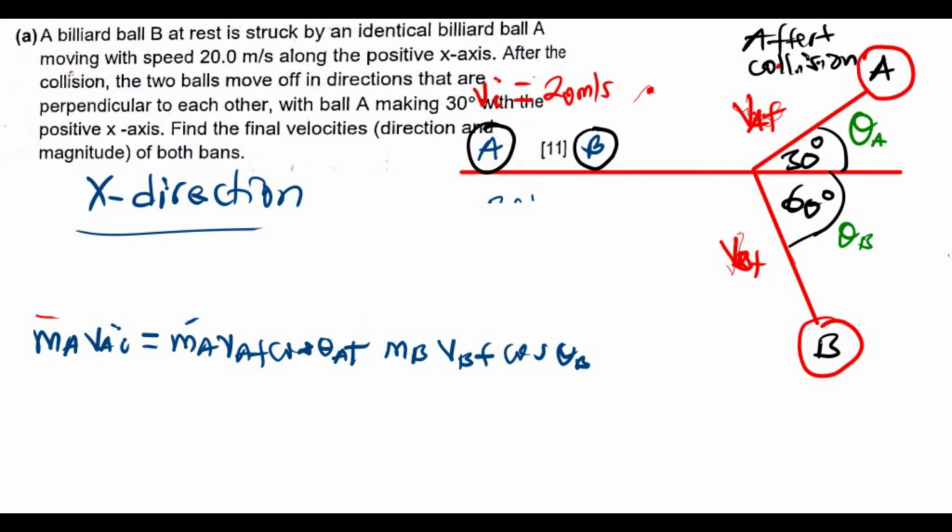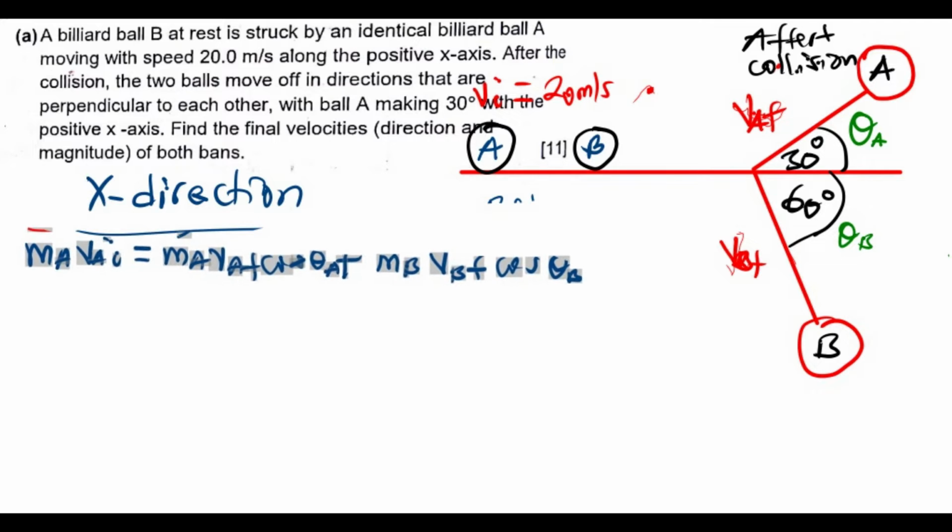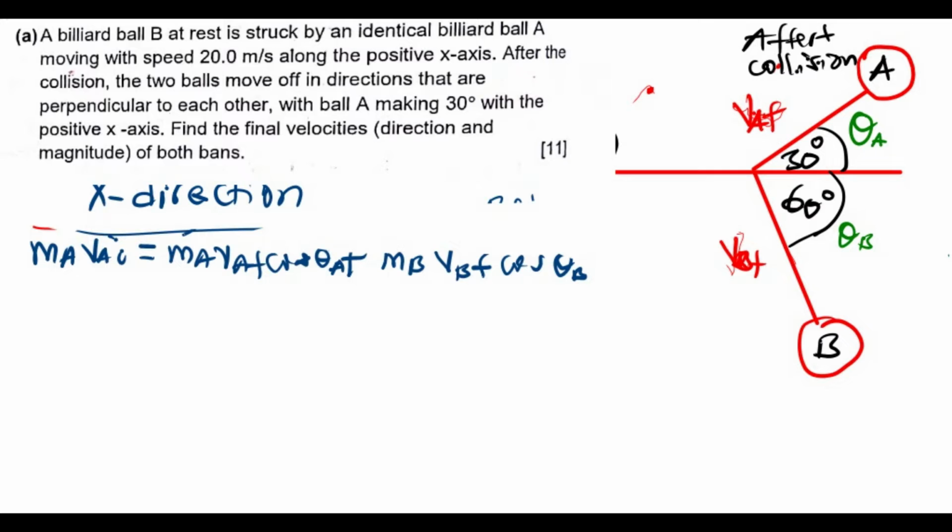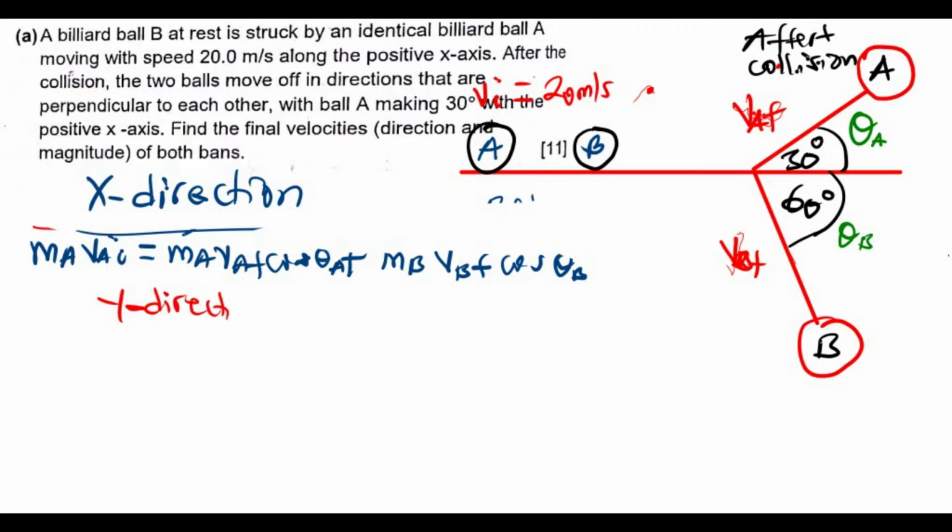I need to put it, I'll just shift it, should be on top here. So then I'm going to go for y direction. So let's go now to y direction. Now in y direction, initially before collision, these two balls were moving in x direction only. So the first initially is going to be 0. But after collision, that's when it started moving in y direction here.